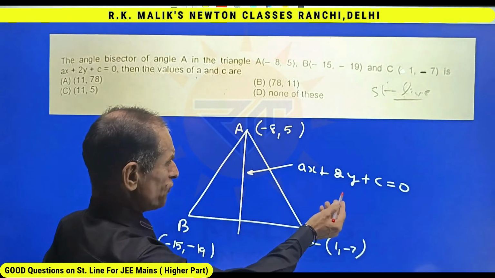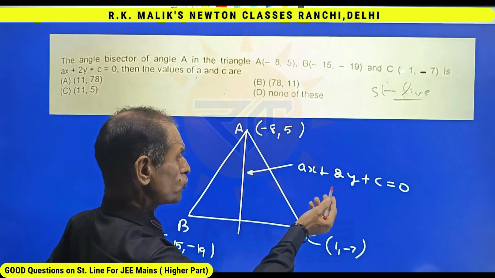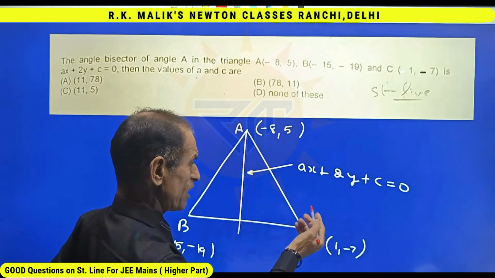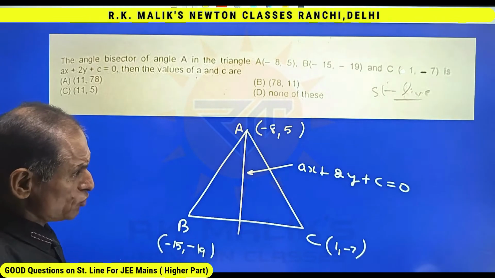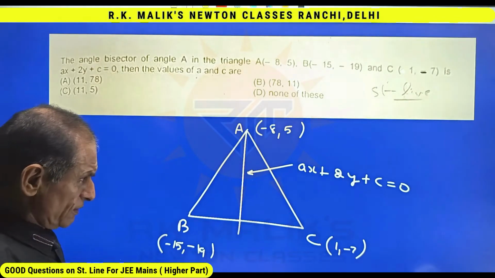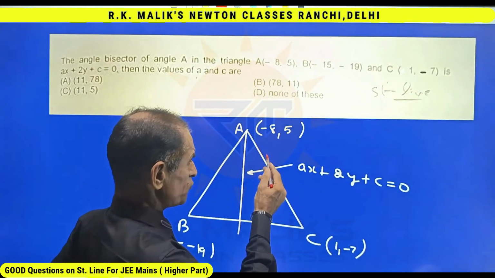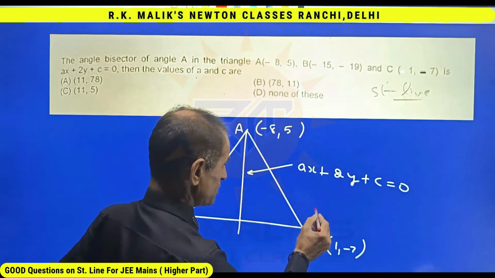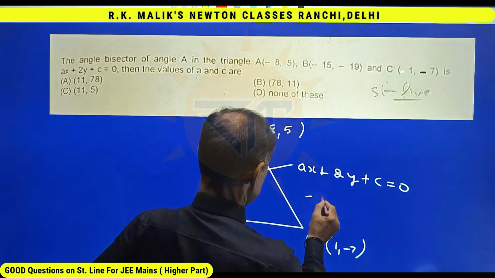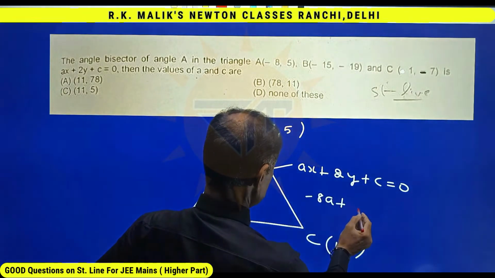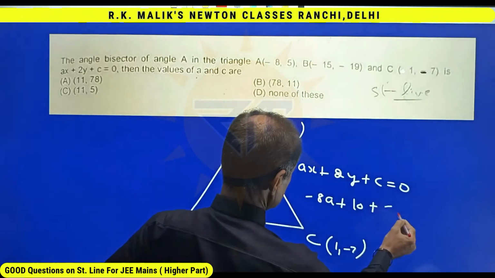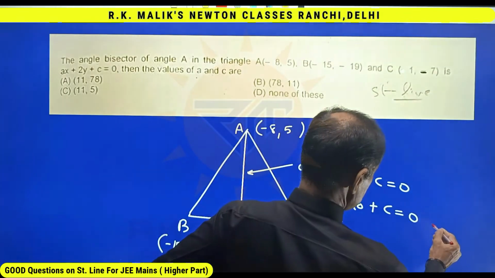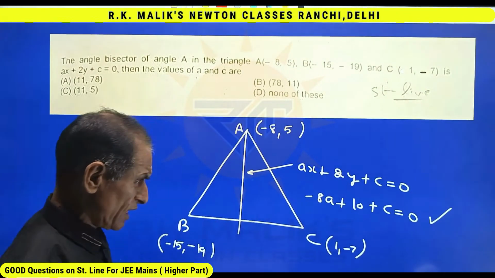To get the values of a and c, we require two relations in a and c, and from those relations you can get the values of a and c. First relation we can find by putting the point (minus 8, 5) in this line, that is I get minus 8a plus 10 plus c equal to 0. This is one relation between a and c.